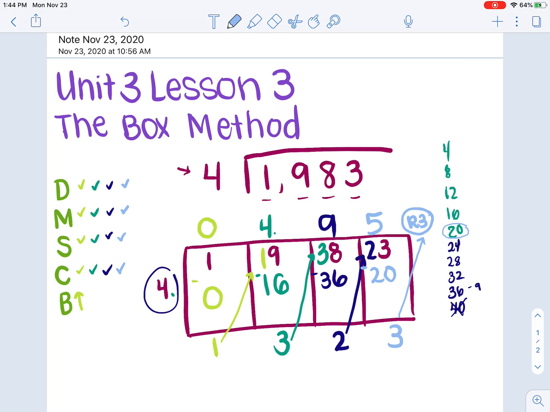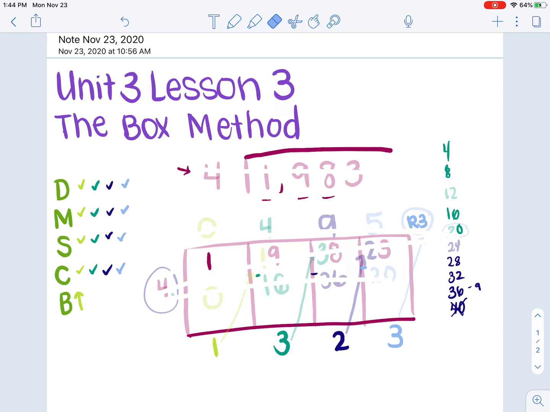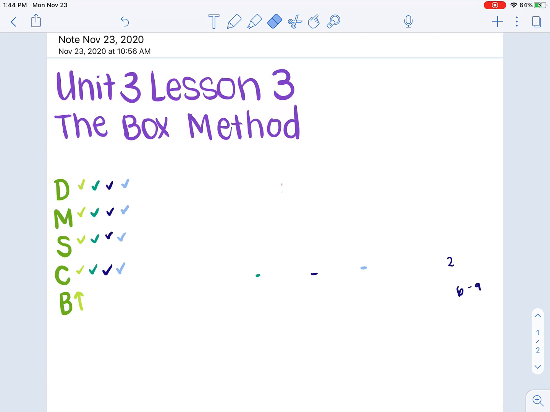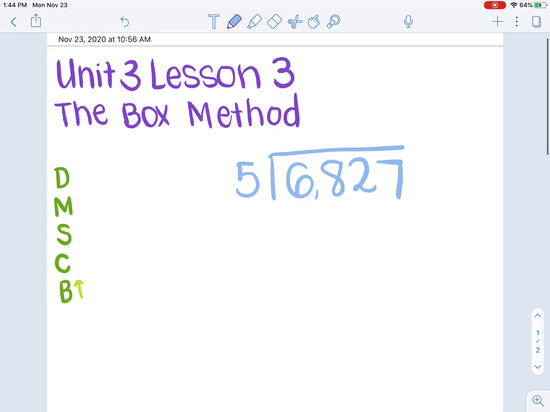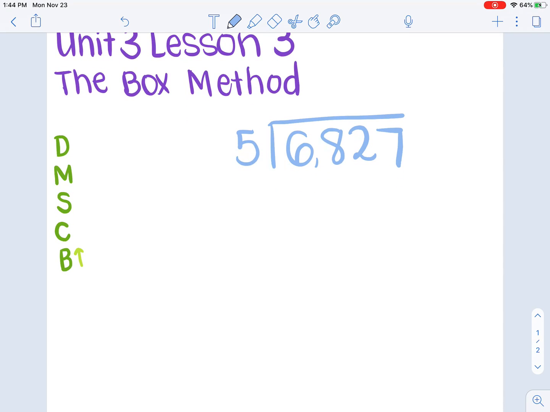Before we're done today, I want to do one more example. This time, I want you to try it by yourself and then press play to check your answer. Our next problem is going to be 6,827 divided by 5. Pause this video now to see if you can solve this using the box method. Then press play to check your answer.